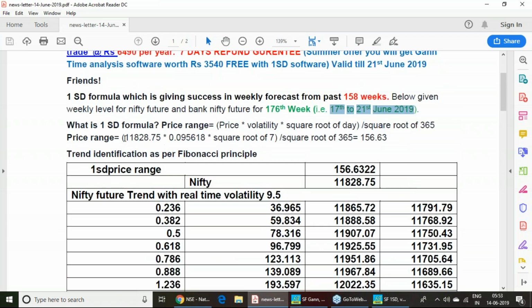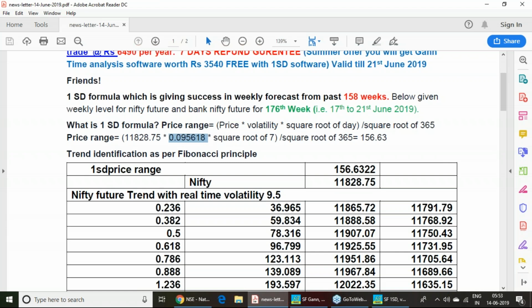Here I have given a detailed description of how this calculation is done. Today's last traded price is multiplied with the real-time volatility we have estimated through our software. This is the real-time volatility, not taken from any historic data.